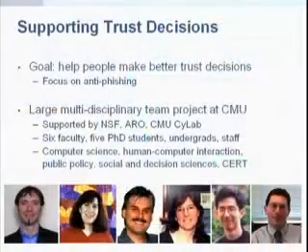Okay, so what we're doing over at CMU is that we're trying to figure out how to help people make better trust decisions. The entire project that we have is called Supporting Trust Decisions, and we're focusing specifically on anti-phishing right now. We have a large multidisciplinary team at CMU. We're supported by the National Science Foundation, the Army Research Office, and by Carnegie Mellon's CyLab. This is actually our computer security consortium.